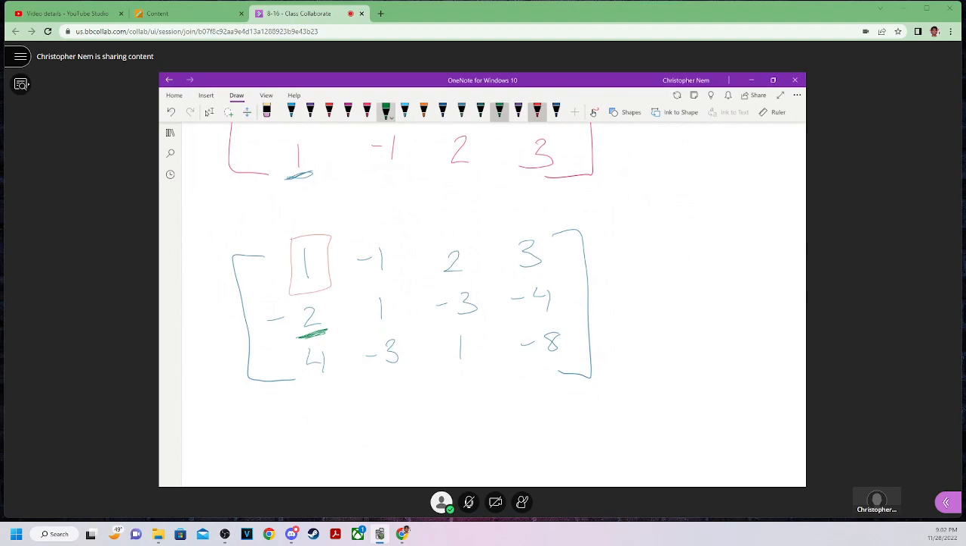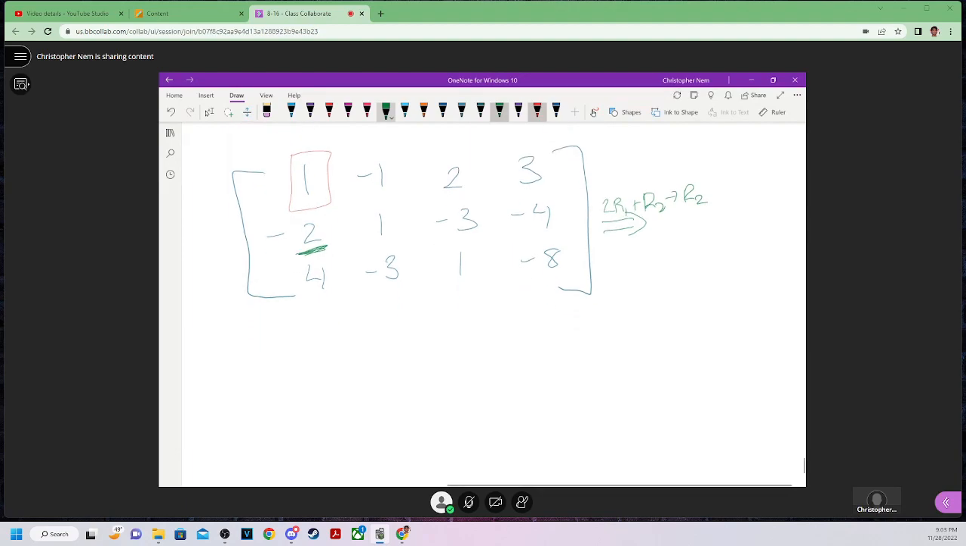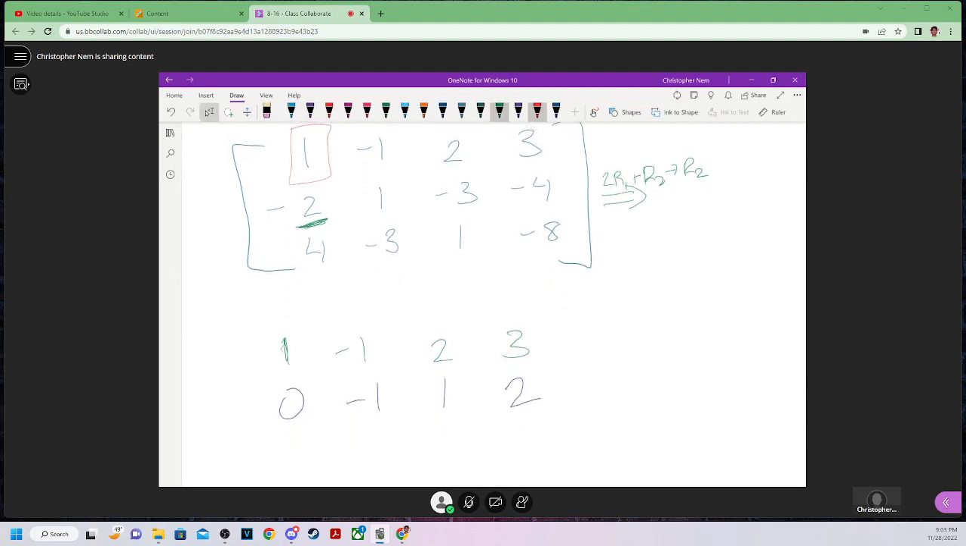The only way I can add this to positive 2 is by, well, there's multiple ways, but the way I want to do it is I'm going to multiply row 1 by 2 and add it to row 2, send it to row 2. If I do so, I have 1, negative 1, 2, 3, and I have 0, multiplying this by 2, that is negative 1, 4, 1, 2, 6, so that's 2. And then this turns to 4, negative 3, 1, and negative 8.